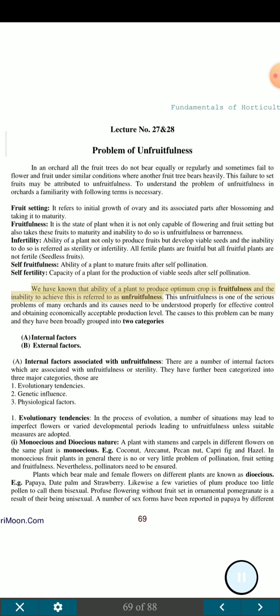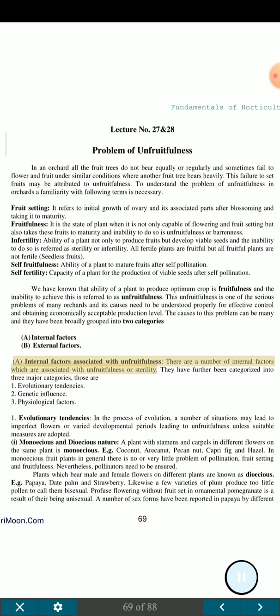We have known that the ability of a plant to produce an optimum crop is fruitfulness, and the inability to achieve this is referred to as unfruitfulness. This unfruitfulness is one of the serious problems of many orchards, and its causes need to be understood properly for effective control and obtaining an economically acceptable production level. The causes of this problem can be many, and they have been broadly grouped into two categories. A. Internal factors. B. External factors.